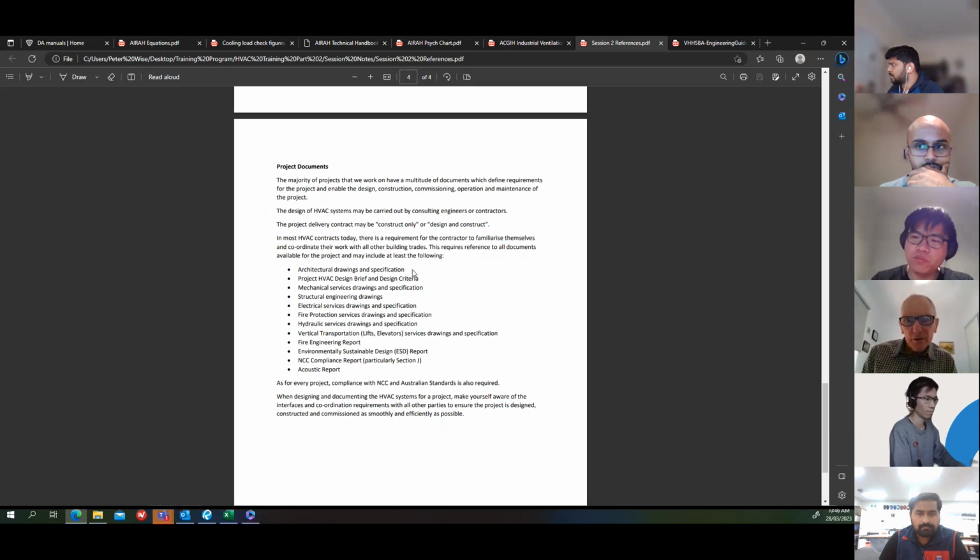But there might be some information in there about the glazing to be used as well, which is important in the heat loads. And we'll talk about that in the next session or 2 sessions from now. There'll be a design brief or design criteria, mechanical drawings and specification, structural drawings, electrical services drawings, and spec, fire protection services, etc., etc., etc.